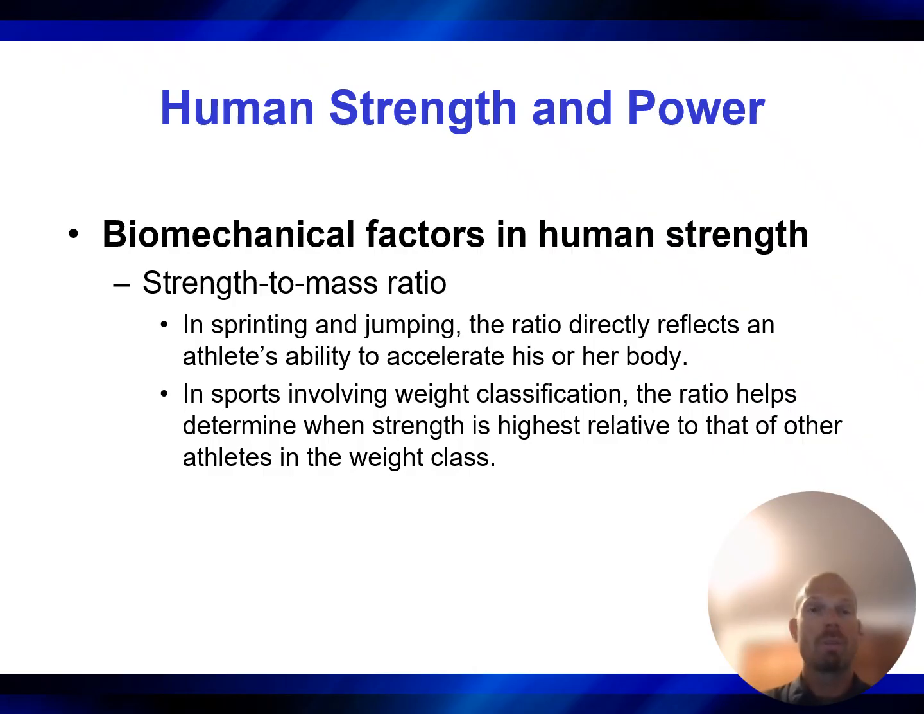Strength to mass ratio is a critical factor when comparing athletes of different body sizes. As body size increases, body mass grows at a much faster rate than the muscle strength does. This occurs because muscle strength is proportional to cross-sectional area, a square dimension, whereas body mass is proportional to volume, a cube dimension. Consequently, smaller athletes routinely display a higher strength to mass ratio compared to larger athletes.